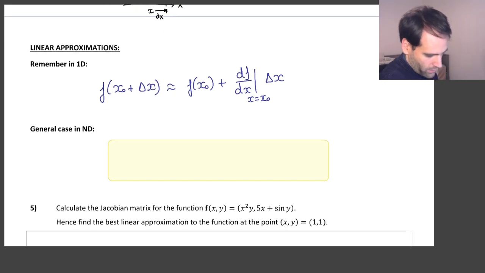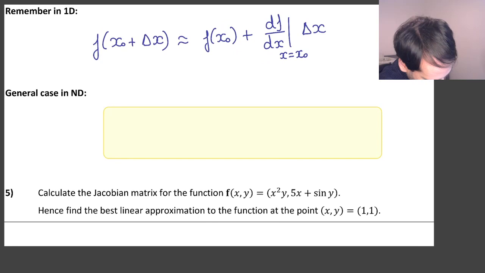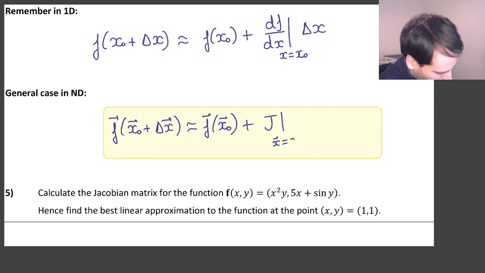Now, in the general case of n dimensions, we are going to write everything exactly the same, but everything is going to be a vector. So f is a vector, x0 is a vector, delta x is a vector, and the derivative is going to be a matrix. This is how it looks: f vector of x0 vector plus delta x vector is approximately equal to f vector at x0 vector plus the Jacobian matrix evaluated at x vector equals x0 vector times delta x vector.